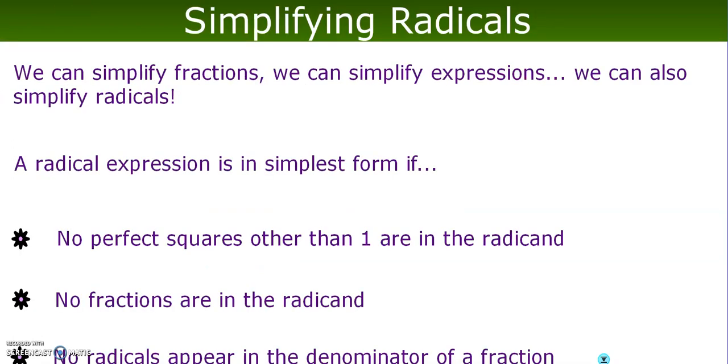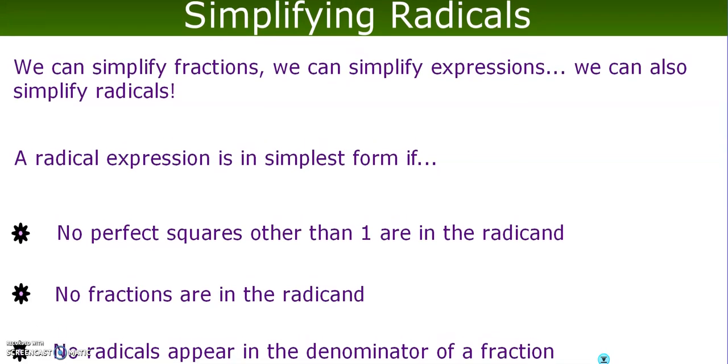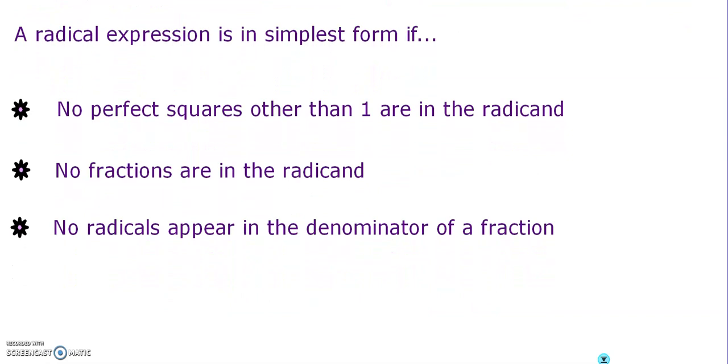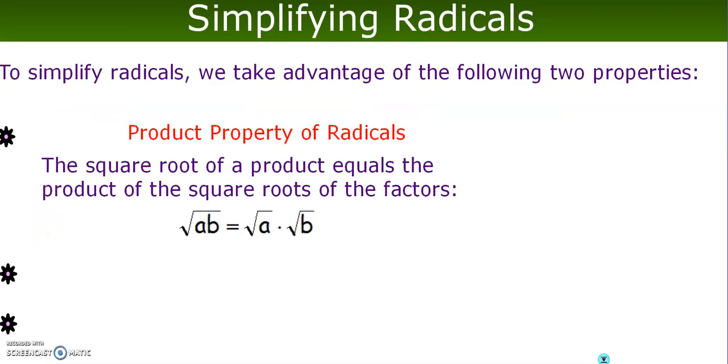There's a couple of things when we're working in this unit. We're simplifying radical expressions. And what that means is that we can't have any perfect squares other than 1 in the radicand. So no perfect squares under the radical. No fractions under the radical. And no radicals are going to appear in the denominator of a fraction. If we have these things, then there's some steps we can do to control it.